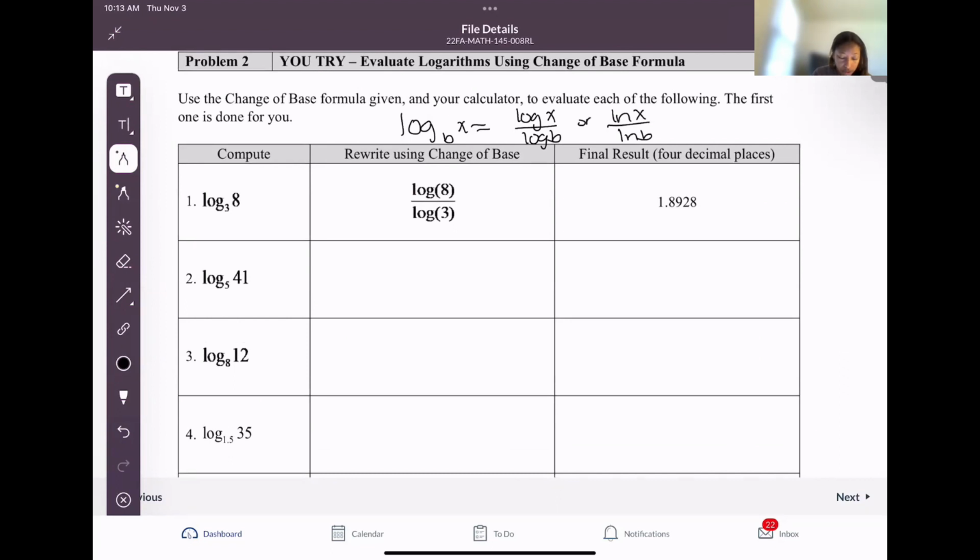All right, so starting with 2, we're rounding to 4 decimal places for all of these. Log base 5 of 41. This is log of 41 over log of 5, or ln of 41 over ln of 5. Again, it truly does not matter. You get the same answer with either of these. If we type ln of 41 divided by ln of 5 into our calculator, you should be typing this in too, just to make sure you're getting the same answers as me. This is 2.3074.